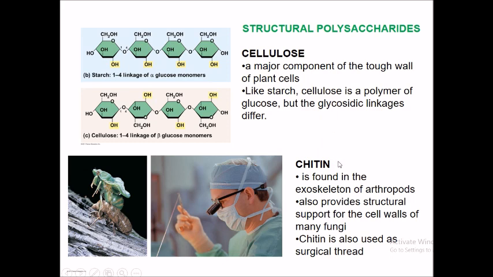Next is chitin. Chitin is the structural polysaccharide that can be found in the exoskeletons of arthropods, in which it provides structural support for the cell wall of many fungi, and it can also be used as surgical thread.